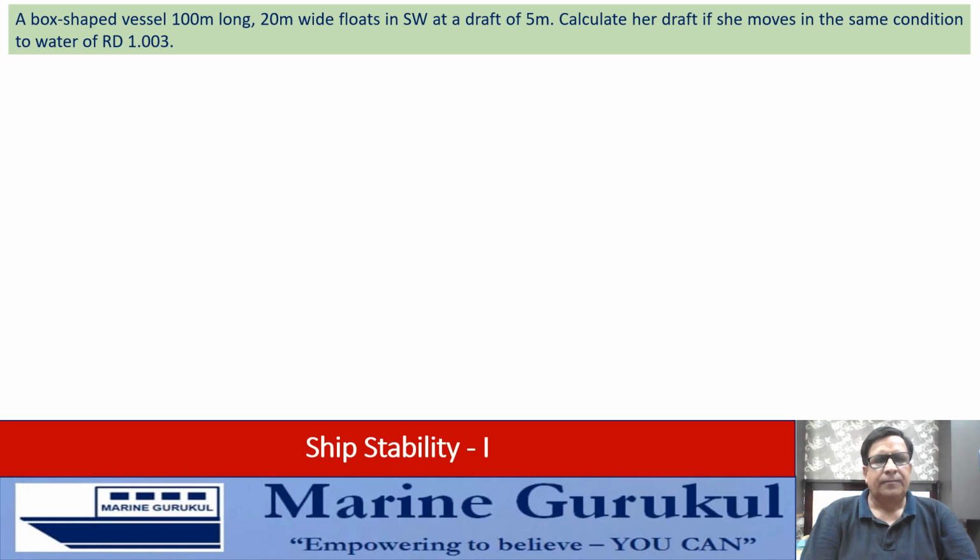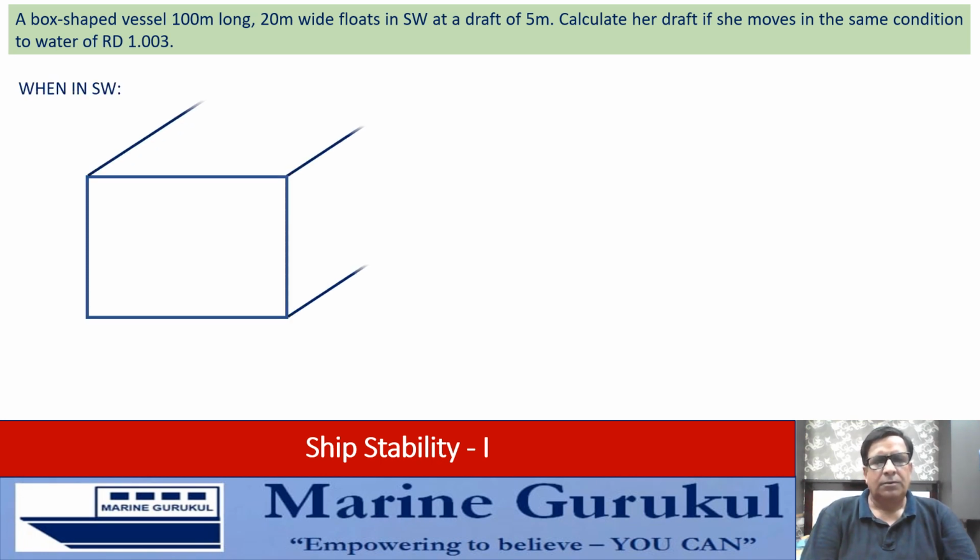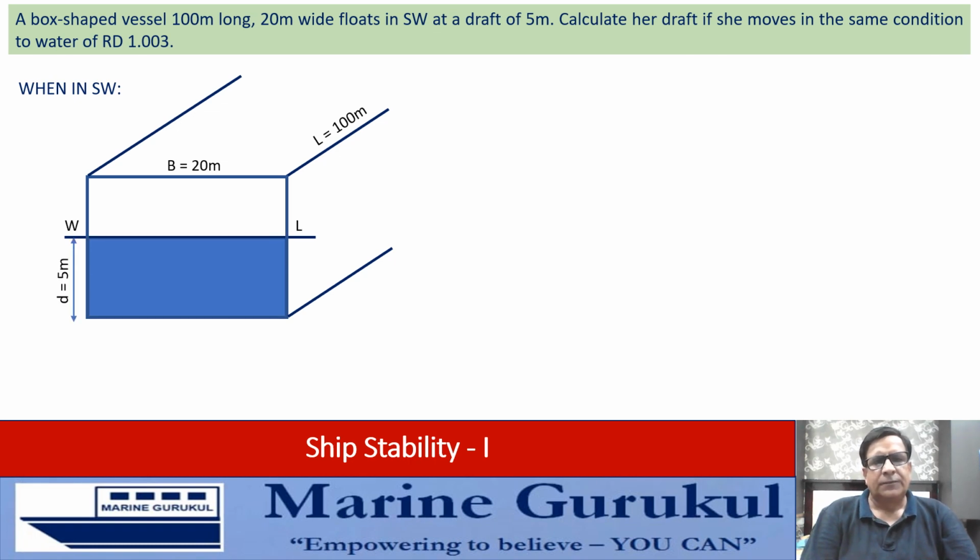So first we take this vessel in seawater. This is the box-shaped vessel that we have. It's 100-meter long, 20 meters wide, floating at a draft of 5 meters. So we can get to know the underwater volume, which can give us the displacement of the vessel. The displacement of the vessel shall be equal to the underwater volume in seawater multiplied by density of the seawater.